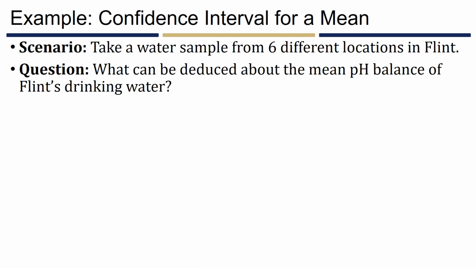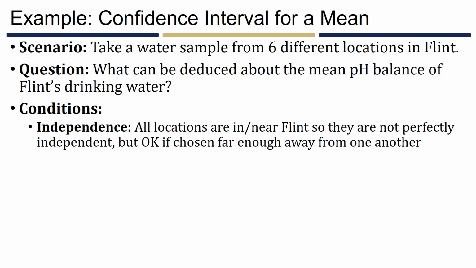So let's consider the first 3 conditions. If we're taking water samples from 6 different locations in Flint, then these locations are not going to be perfectly independent because they're all in or near Flint, Michigan. But if we choose these samples specifically so that they're far enough away from one another, then we can consider them to be independent enough.